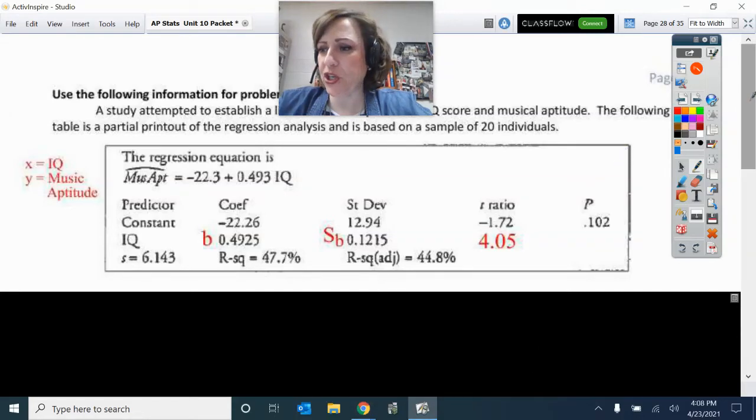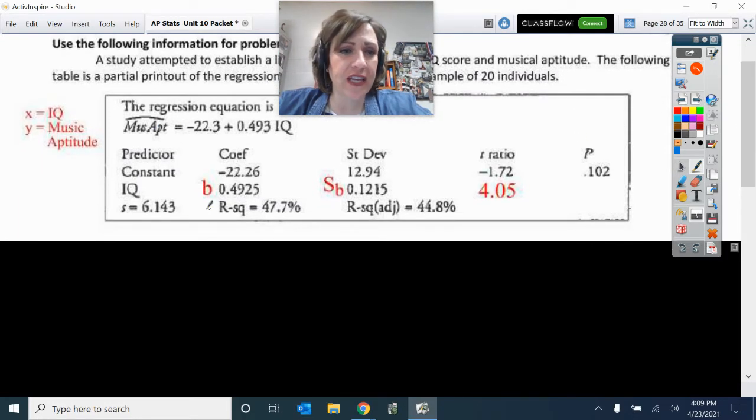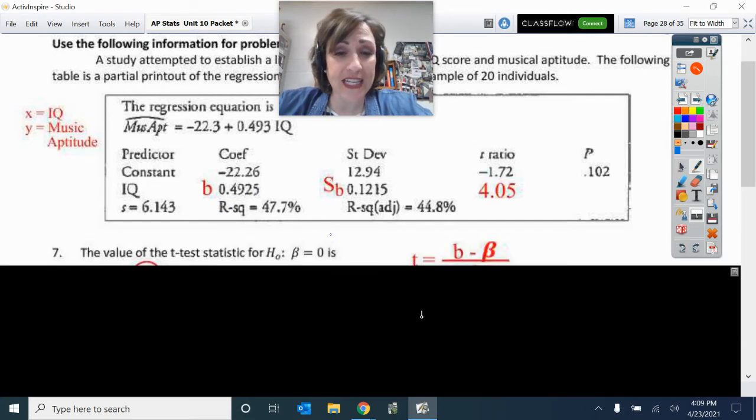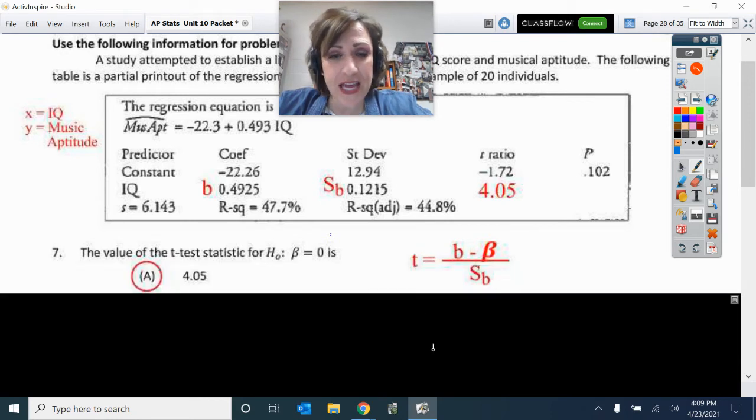All right, here comes numbers 7 through 12. In this problem, we have our explanatory variable IQ, seeing if the IQ is a predictor of music aptitude. I identified our sample slope and our standard deviation of the slope. The first one, we are asked to actually find that t statistic.